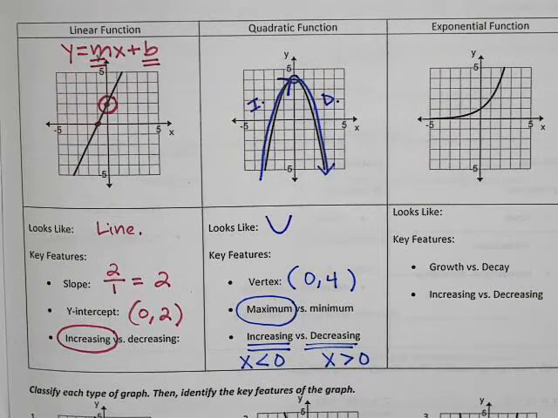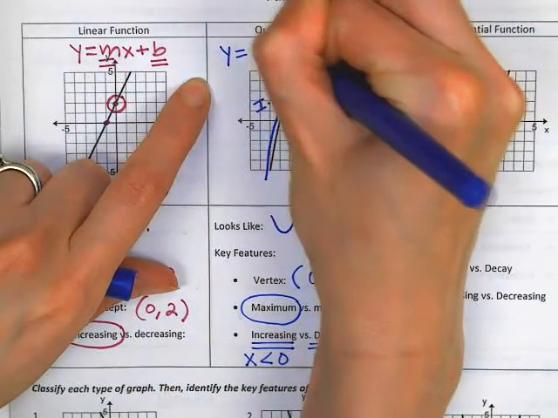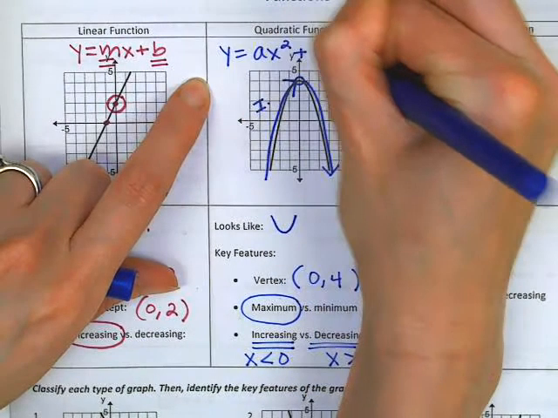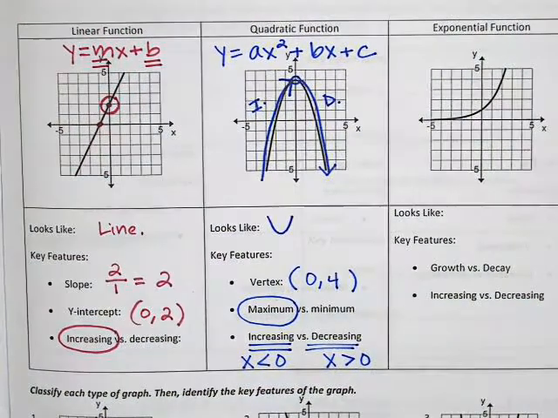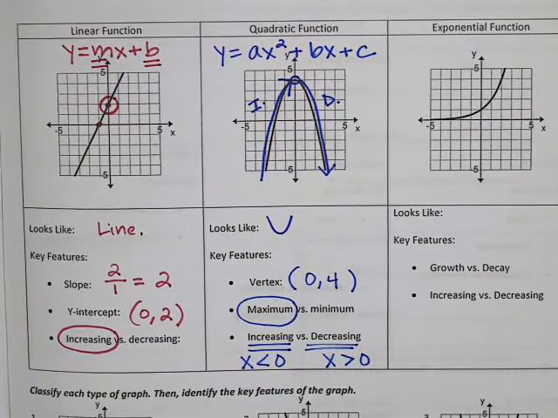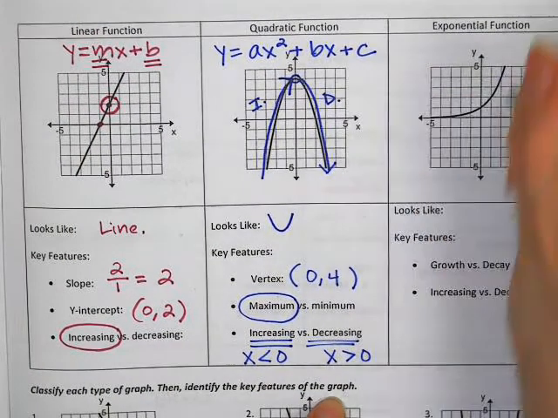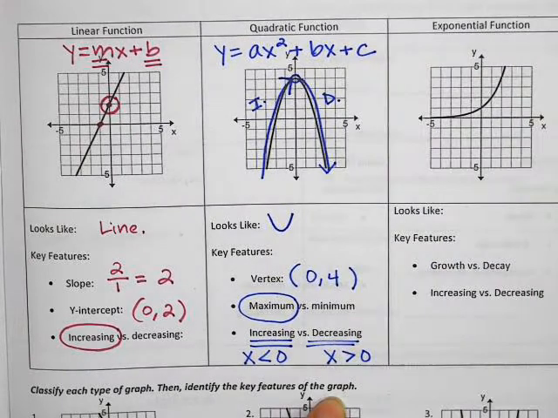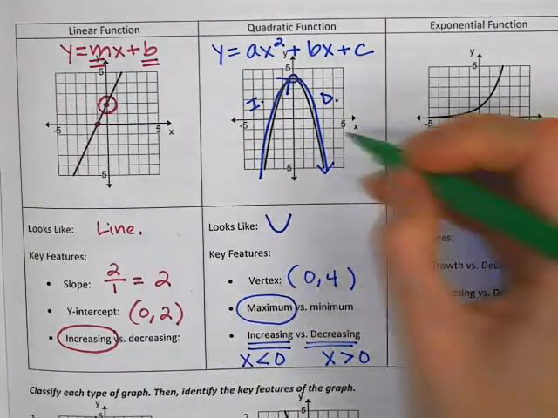Oh, and a reminder, the quadratic functions are of the form ax squared plus bx plus c. And then lastly, exponentials. Exponentials look like, I don't know, we'll just say a curve. They're just like one curve.